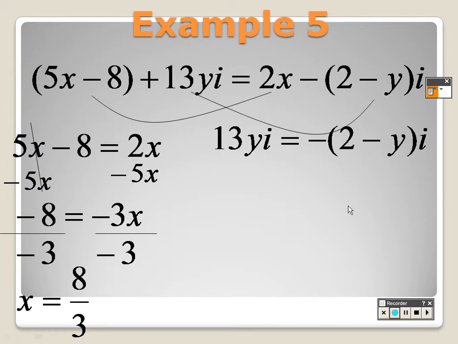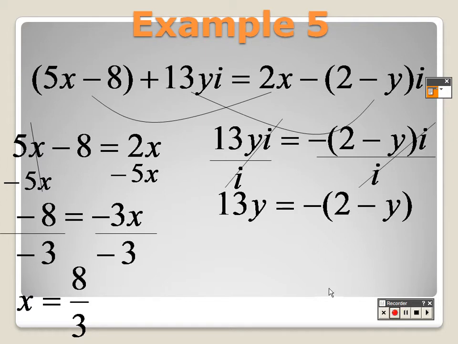Over here, this one on this side might be a little trickier. So what I'm going to do is divide by that i. Let's get rid of that i. I don't even want to think about it anymore. Too many variables. So this is the actual equation that I have. Now I'm going to take that negative through to both those. I'm going to get 13y equals negative 2 plus y.